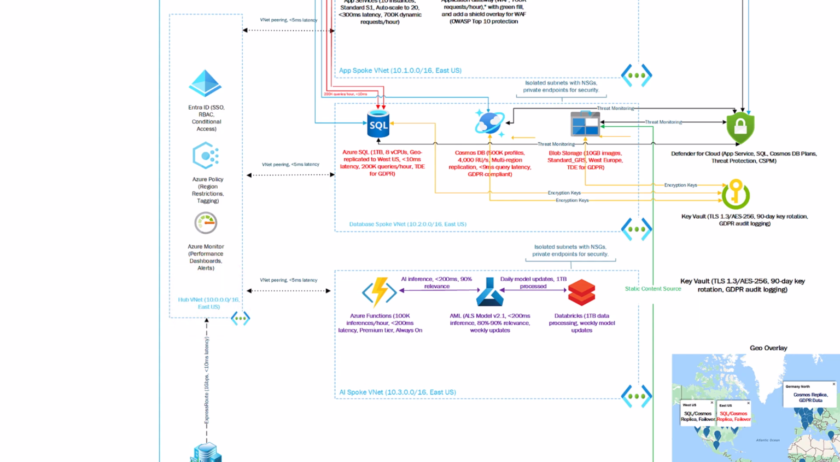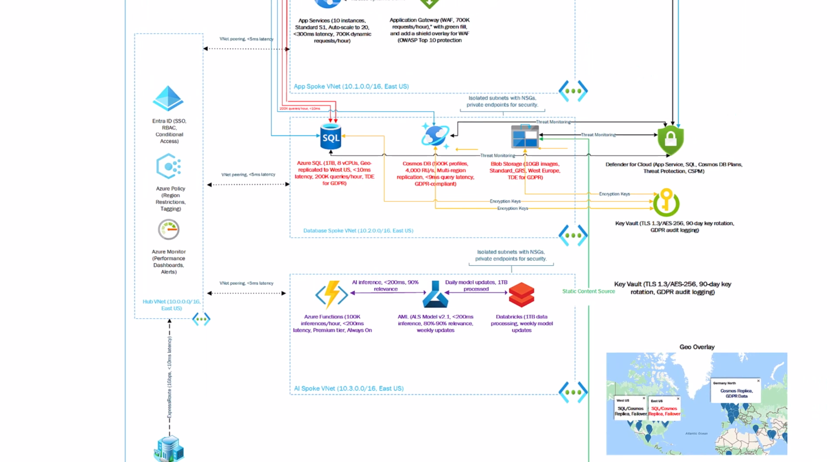10.0.0.0/16 in East US hosting Entra ID and Azure Policy for governance. Spokes for applications, database, and AI, each with subnets, use VNet peering for communication under 5 milliseconds.